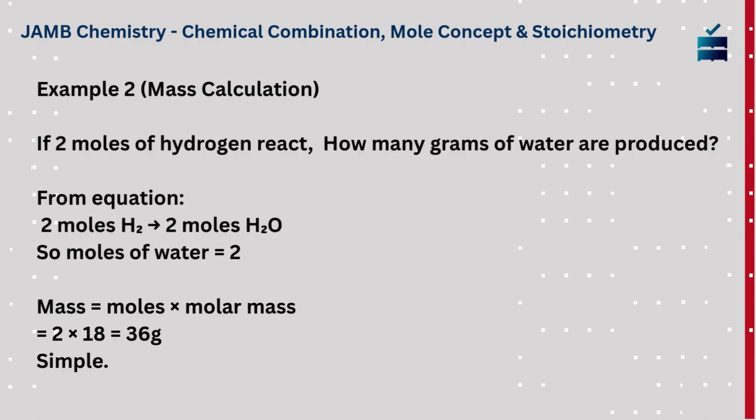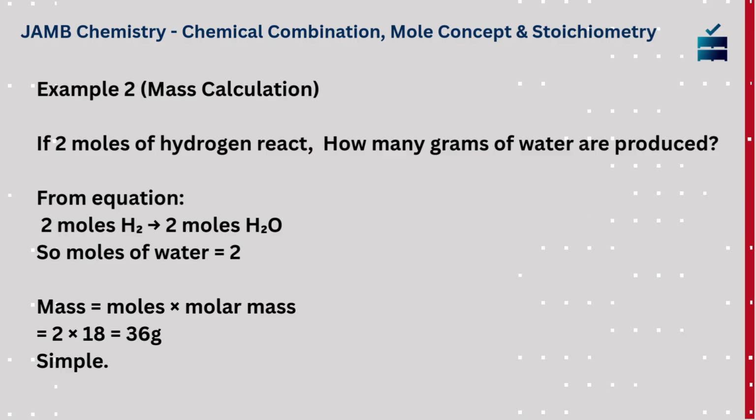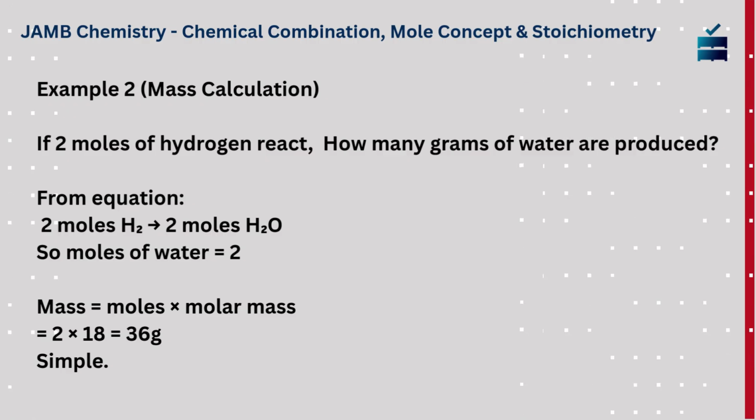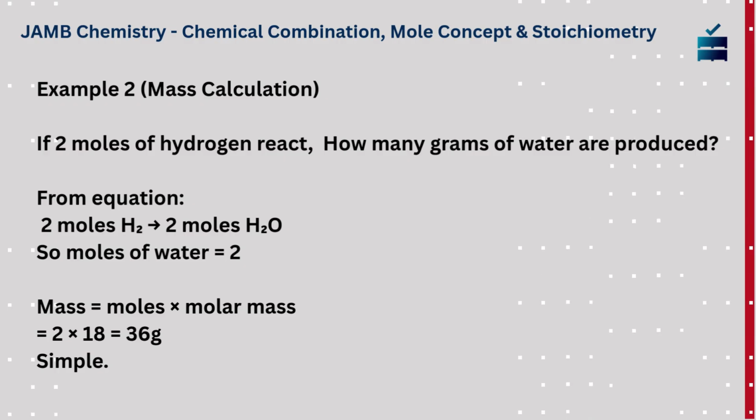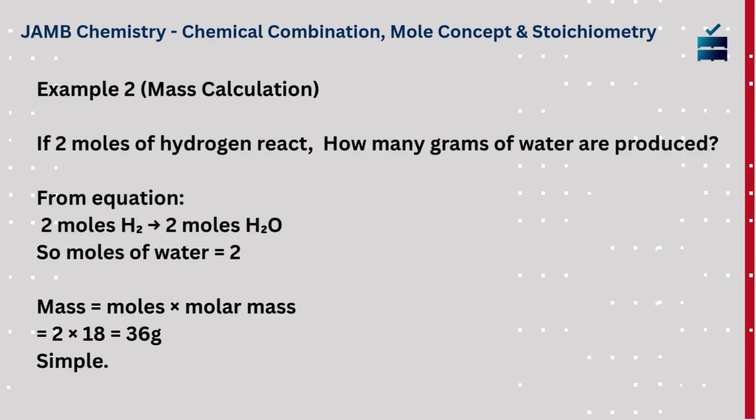Example 2, mass calculation. If 2 moles of hydrogen react, how many grams of water are produced? From the equation, 2 moles H2 gives 2 moles of water. So moles of water equals 2. Mass equals moles times molar mass equals 2 times 18 equals 36 grams. Simple.